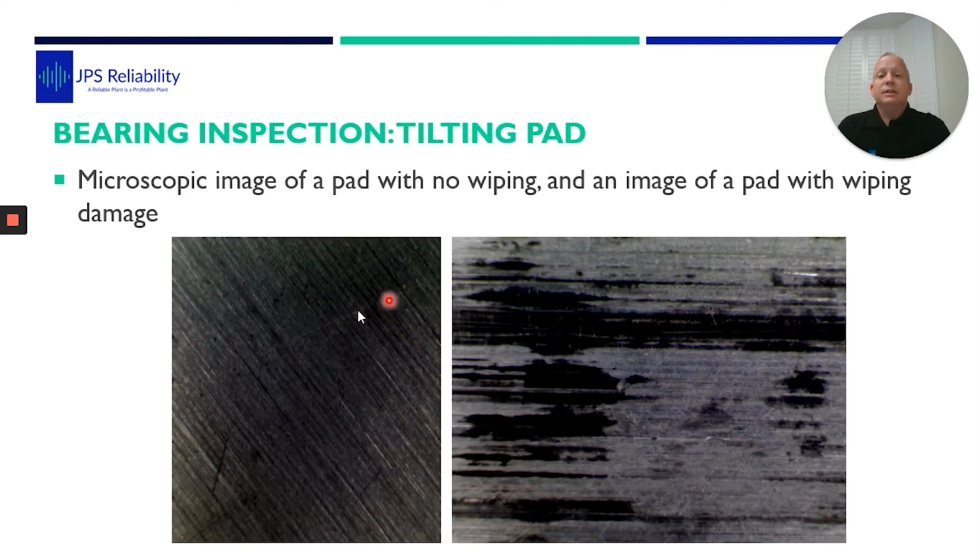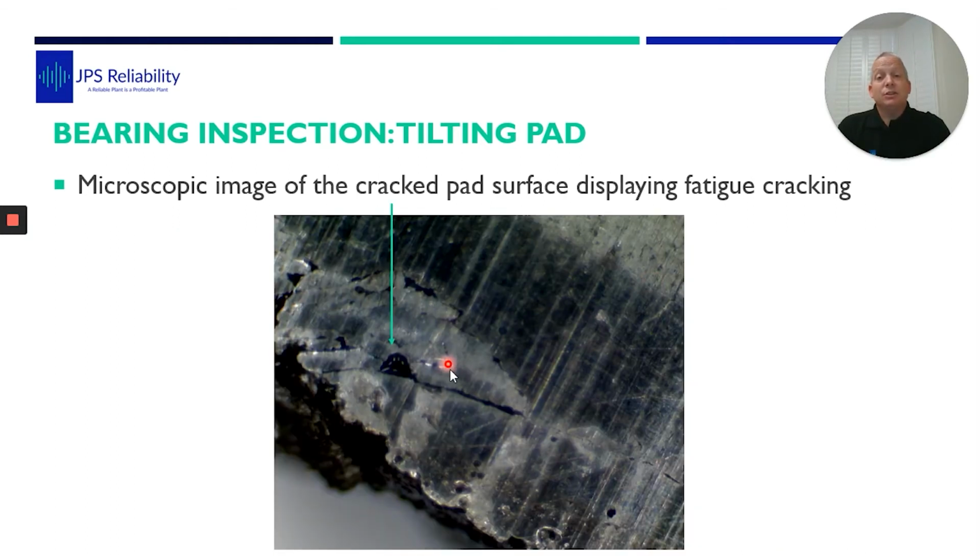Here you can see the good pad, no wiping, still the machine marks. And on this one here, you can see heavy wiping. When we actually looked at the cracked pad, what was interesting, you see these little cracks here. It's peeling as if it was coming up, either through subsurface fatigue or the babbitt to base material coming up.